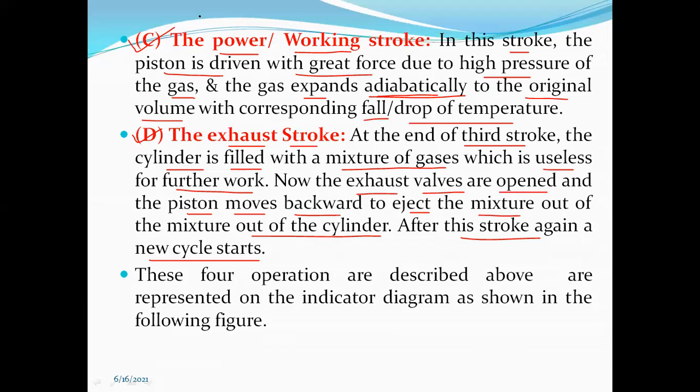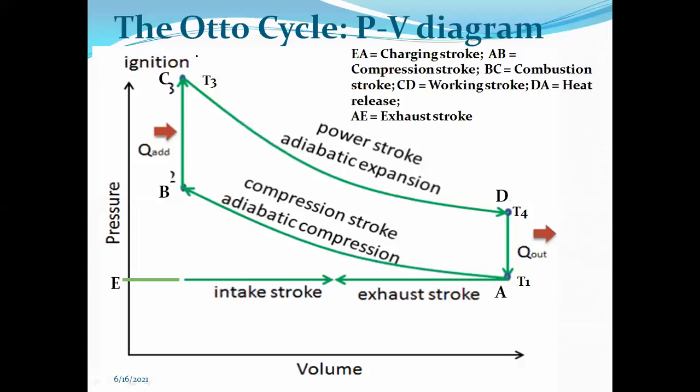The main point is that these four operations described above are represented on the indicator diagram, as shown in the following figure. So here is the PV diagram or indicator diagram. PV diagram means pressure-volume diagram. If you plot values of volume on the x-axis and values of pressure on the y-axis, we will get this diagram. Actually the diagram starts from A.